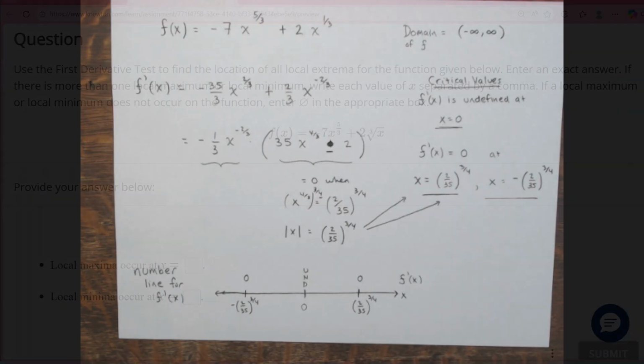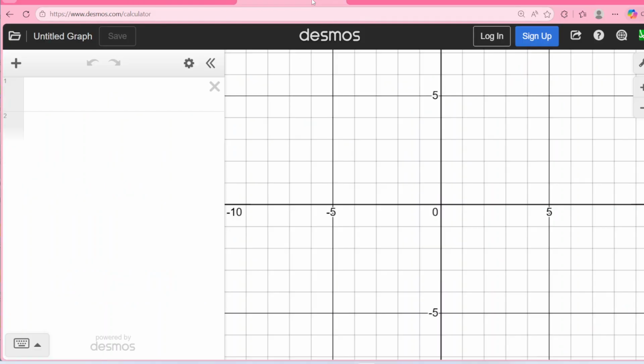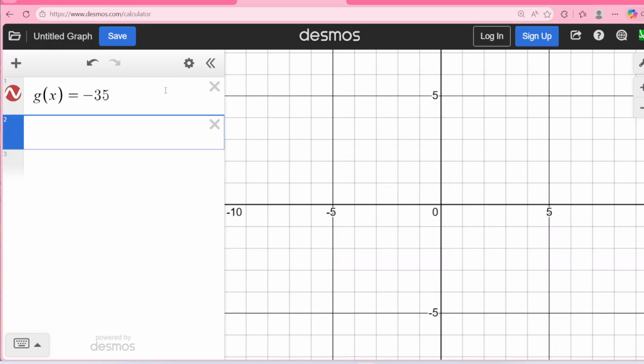So going to Desmos here. So I'm going to put in our derivative expression. So I'm going to call this g of x, right? I know it was f prime, but I don't want to call it f, right? It's not the same as f. So here was our derivative expression. It was negative 35 thirds.